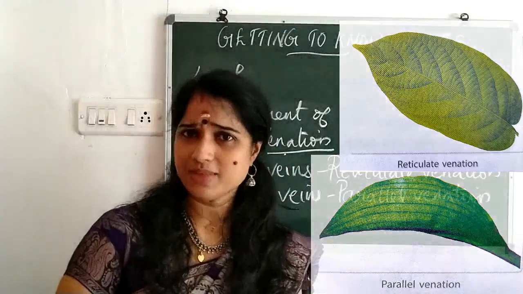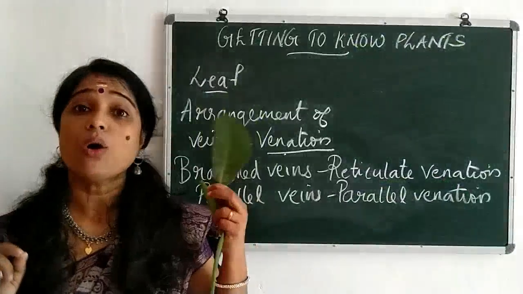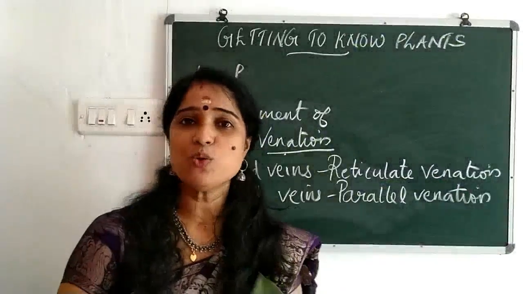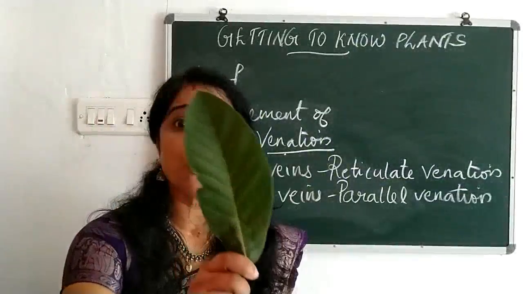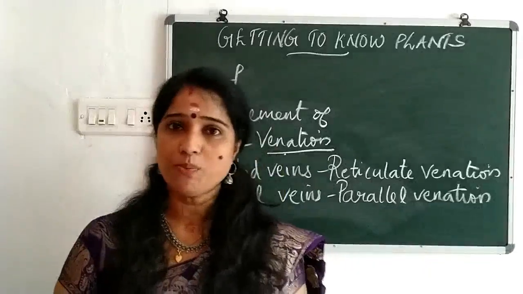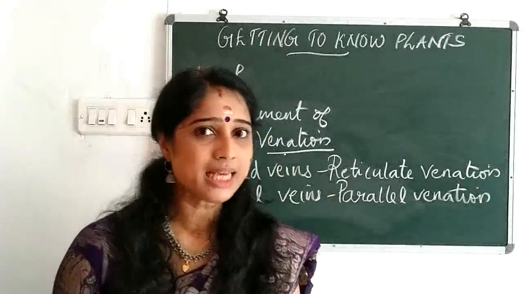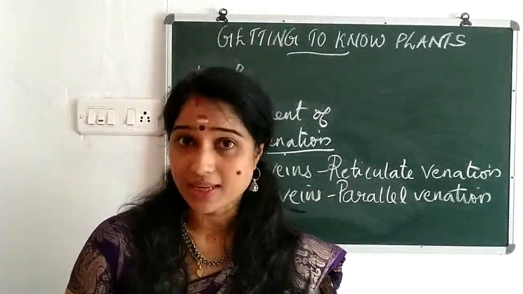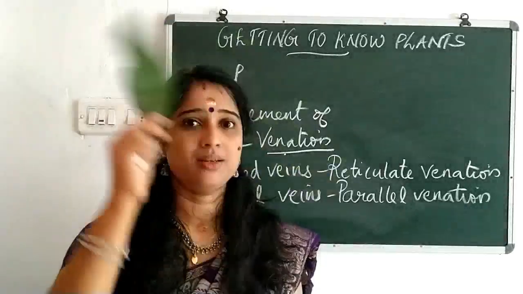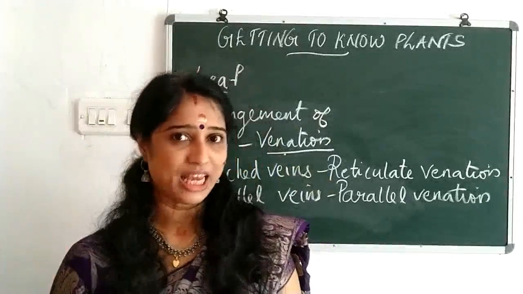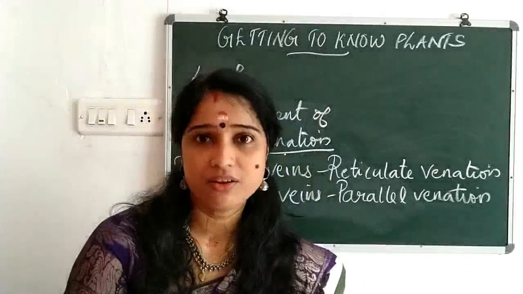And you have studied about the taproot and the fibrous root. What is a taproot? Yes, a main thick root surrounded by what? Smaller roots. And all the taproot plants have which type of venation? They have reticulate venation, and they produce which type of seed? Yes, dicot seed. These three are related. Taproot, reticulate venation, dicot.